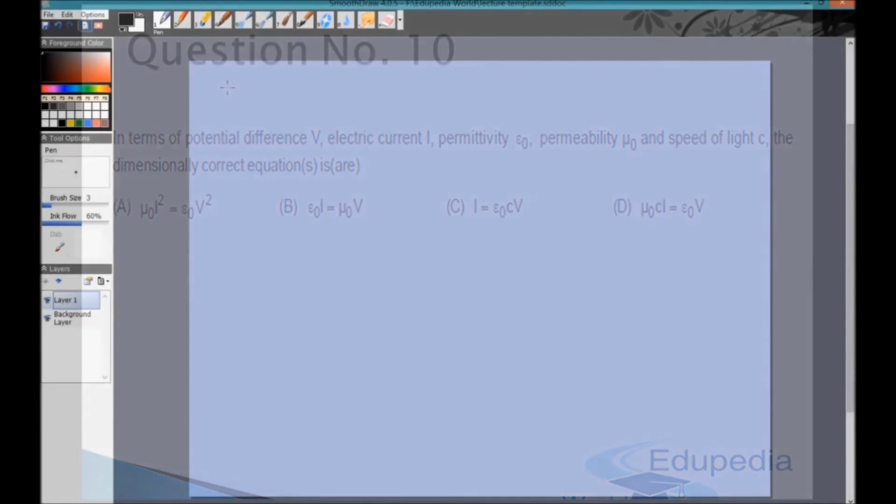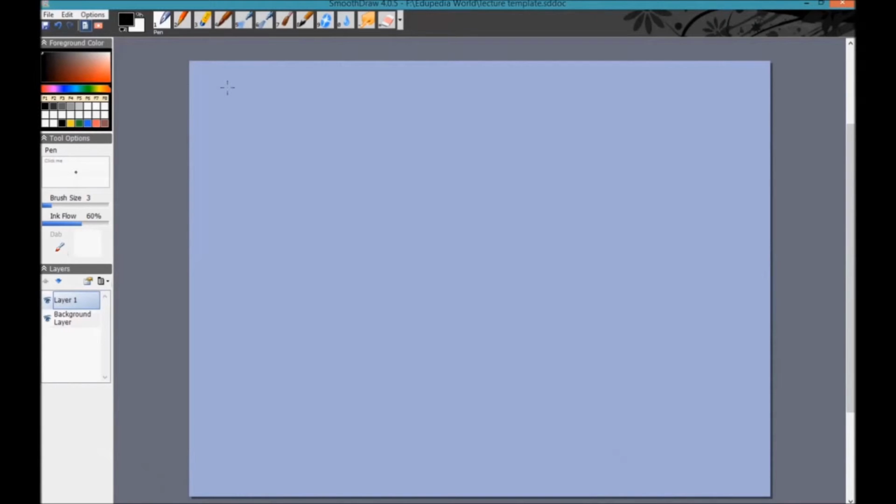The next question is quite easy. It is related to dimensional analysis, right? So we are given the potential difference, electric current, permittivity, permeability, and the speed of light, and we want to find out which equations are dimensionally correct. There are an infinite number of ways to do these questions. I just like to start out with simple problems which I already know the formulas for. So let's look at option A.